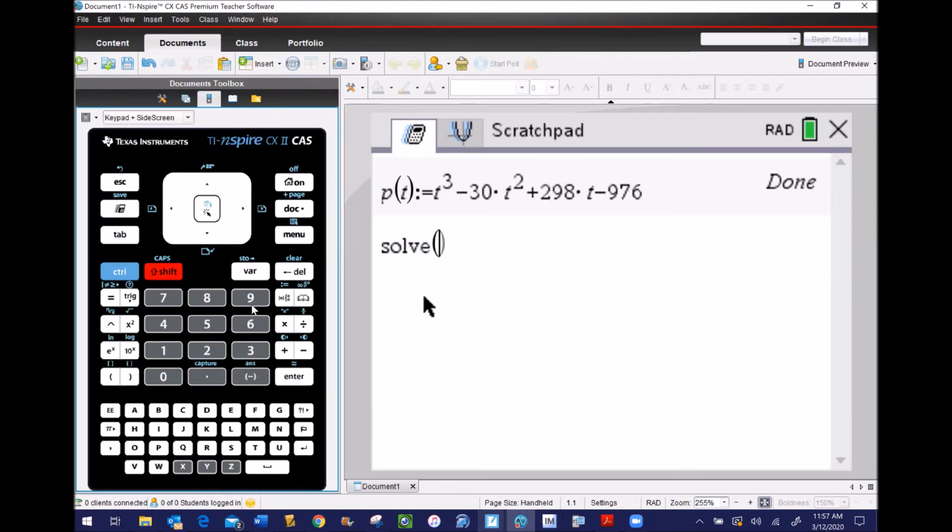Shortcut for derivative is shift minus. Make sure that you take your derivative with respect to T of course, the function P of T. Notice how it's bold. The calculator understands it. And we're going to set that derivative equal to 0. And again, solve for T, so we have to put comma T.